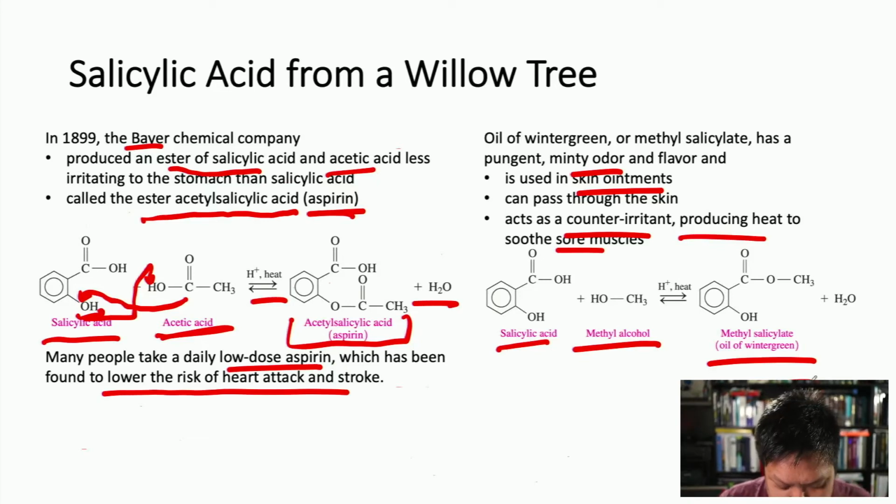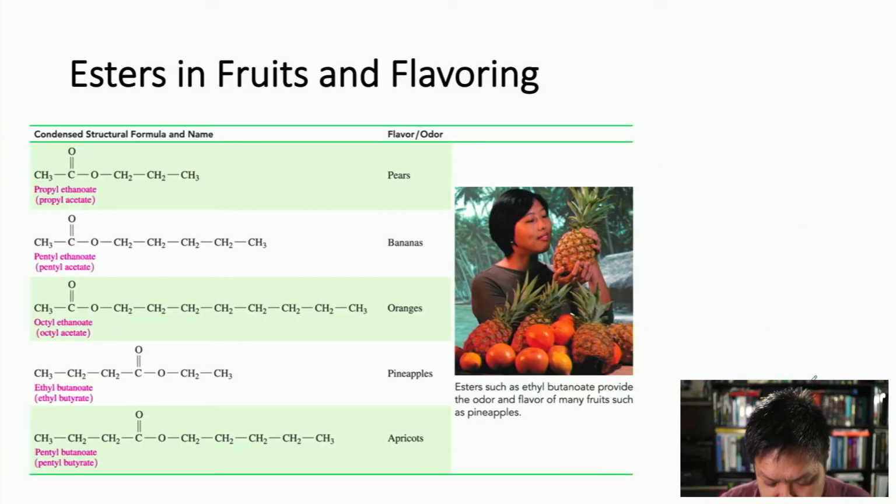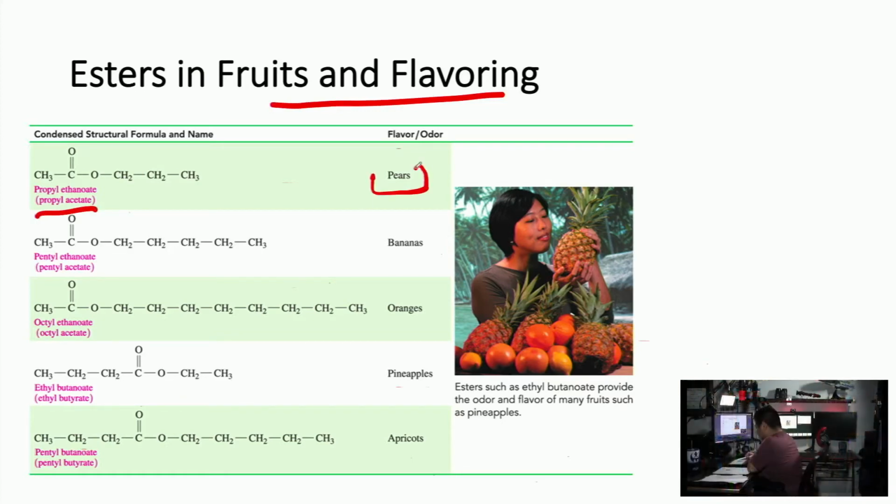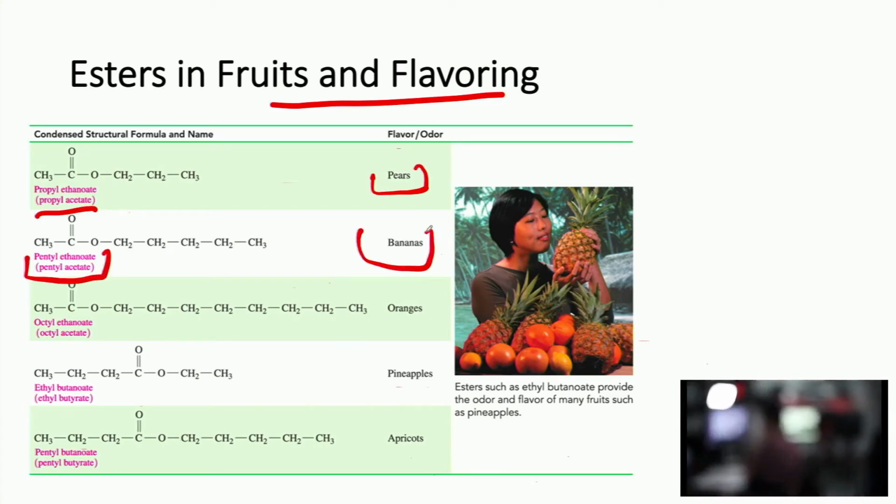Oh, speaking of smelling like bananas, there are esters in fruits and flavorings. So propyl acetate or propyl ethanoate is the smell you smell in pears. Pentyl ethanoate or pentyl acetate is the smell you smell in bananas. Yes, we definitely did that.